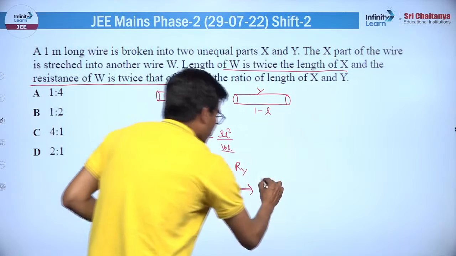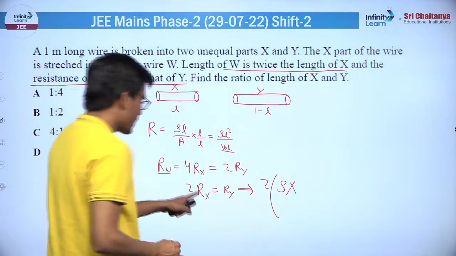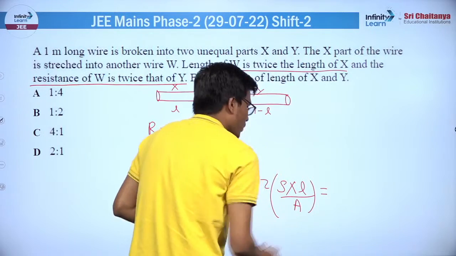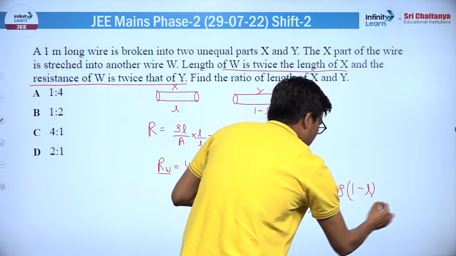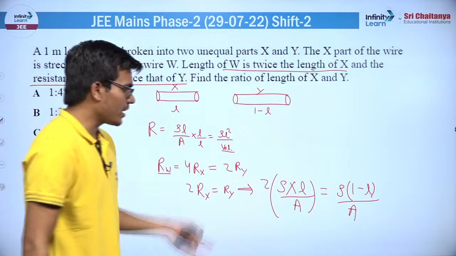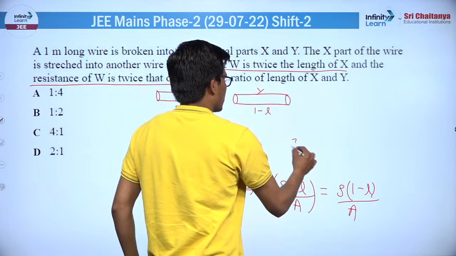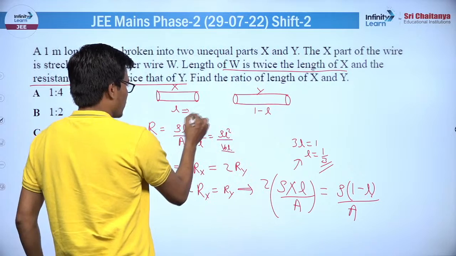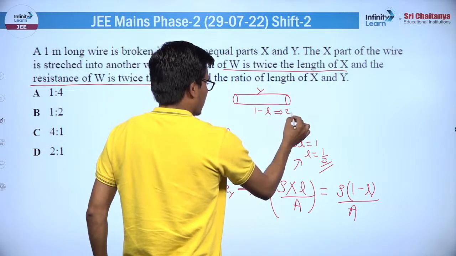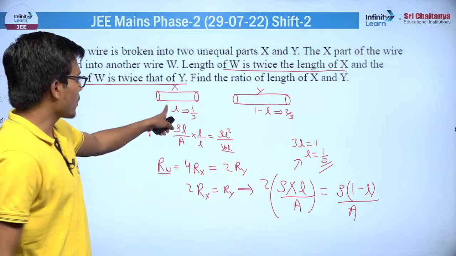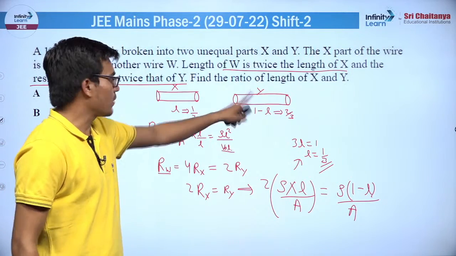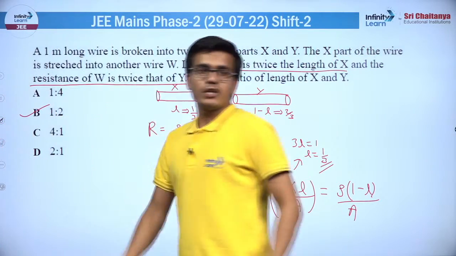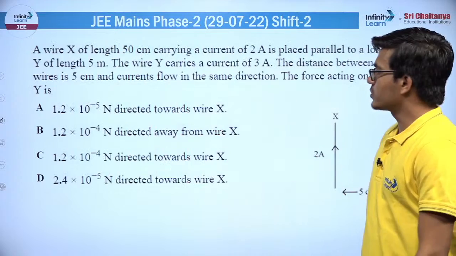The same equation you can write: 2 into rho, length of X is L upon area, is equal to rho, length of Y is 1 minus L upon area. Rho by A will get cancelled, and 3L equals 1, so L is equal to 1 by 3, which means this length will be 1 by 3, so the remaining length will be 2 by 3. And what you need to do is divide, since the ratio of lengths is being asked, right? So 1 by 3 upon 2 by 3 will be 1 by 2, that is B option. Alright, moving to the next question.